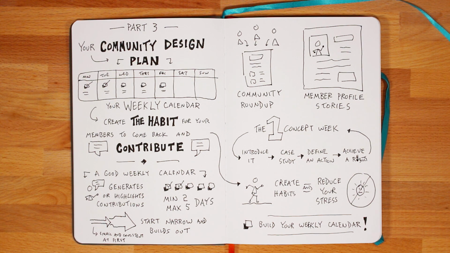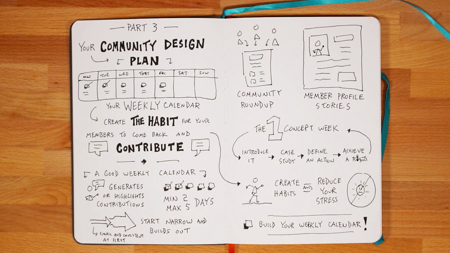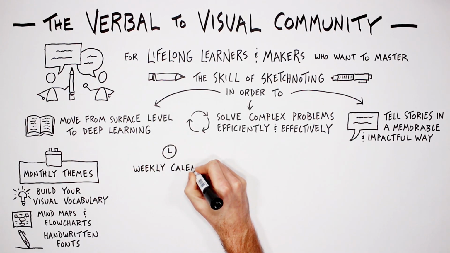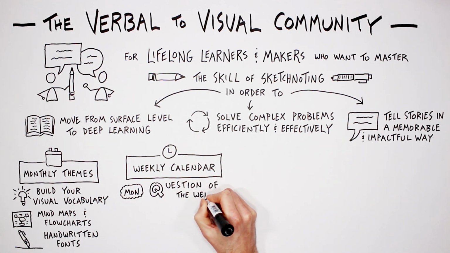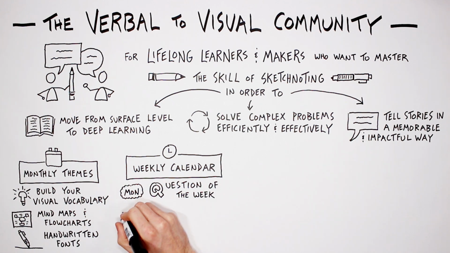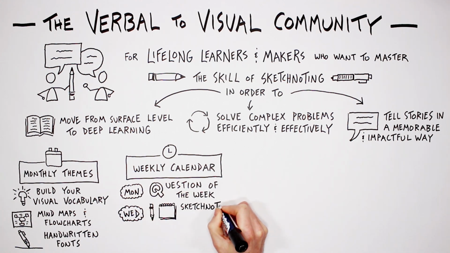In week 3, the focus was on creating a weekly calendar, identifying a consistent set of things that you do a few times a week that the members of your community can come to know are part of the process. So I decided on Mondays as a day for me to share a question of the week, something to help folks get their gears turning about that month's theme that they can fairly quickly respond to and see other responses. On Wednesdays, I share a sketchnoting prompt, a specific thing that encourages folks to break out pen and paper and sketch something out, snap a quick photo, and share that within the community.